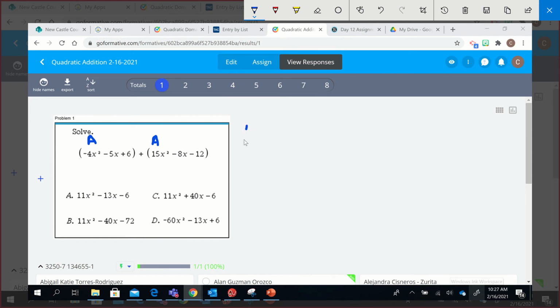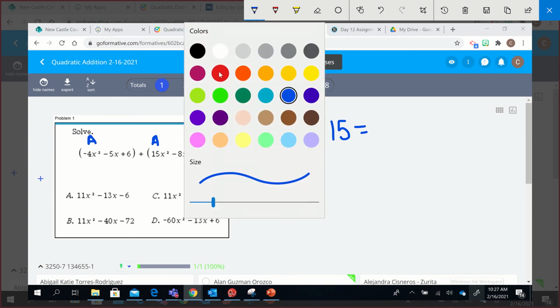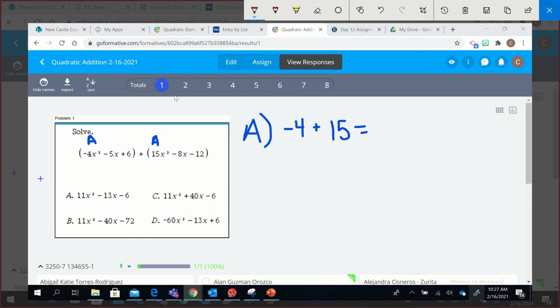So for the A level, I would have -4, and I borrow the sign, plus 15. Now, I'm just setting these up because I really want you to use Desmos to check your math, because it's not on addition where most people make their mistakes. It's usually subtraction.